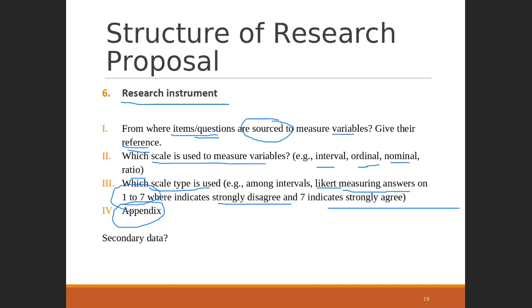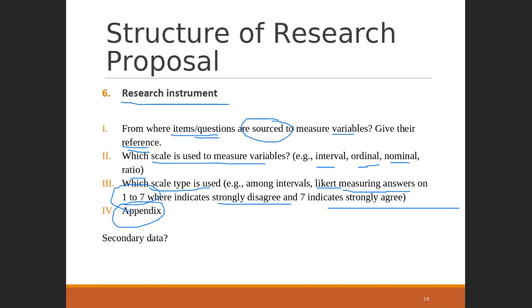Here you need to attach your finalized questionnaire, which you will present to your subjects and who will answer that questionnaire. So you need to attach a finalized version of your questionnaire with your research proposal. And if you're using interviews, a complete interview plan with a possible set of questions shall be attached in the appendix.